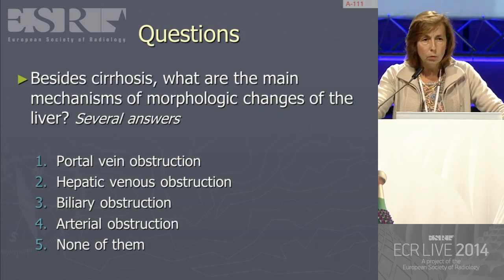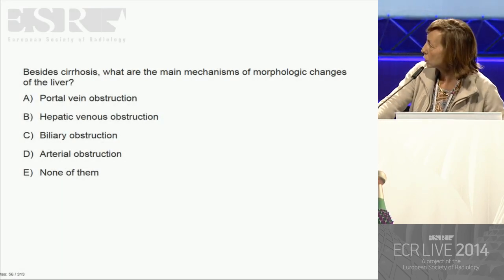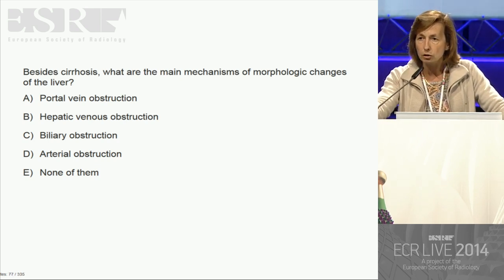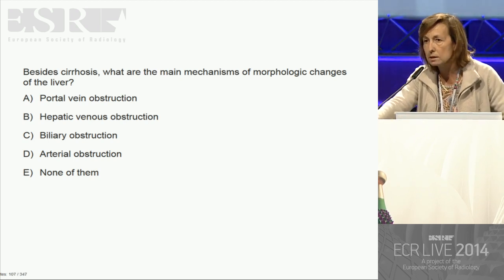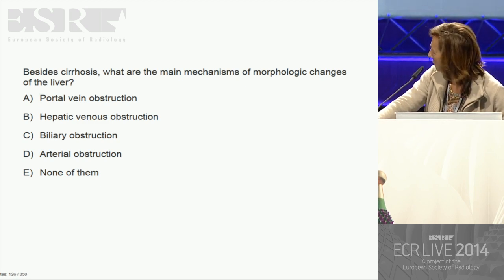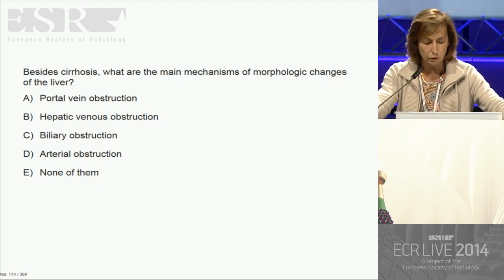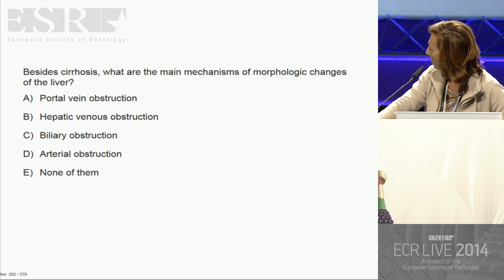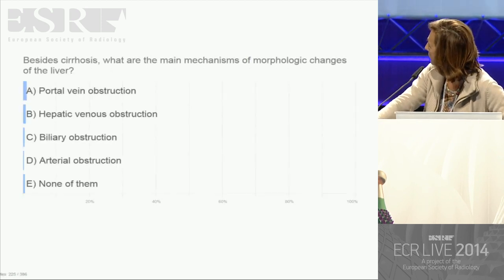Second, can we see such changes with hepatic venous obstruction? Third, could it be related to biliary obstruction? Fourth, some arterial obstruction could or not induce changes in liver morphology, or none of them. Please vote if you have not done so already. So as I told you, several answers are possible for this question. Let's have the results, please.